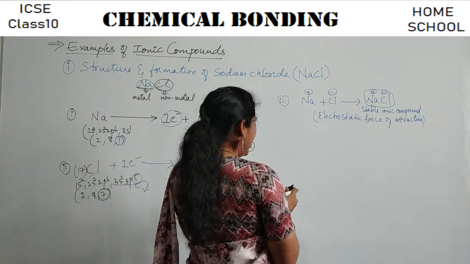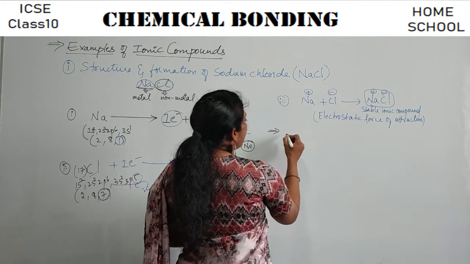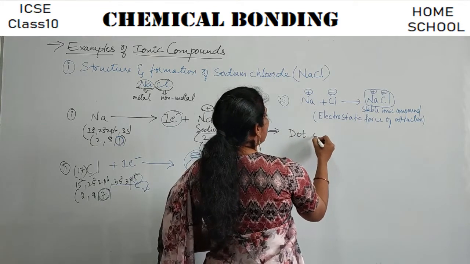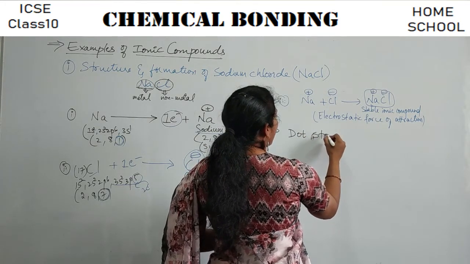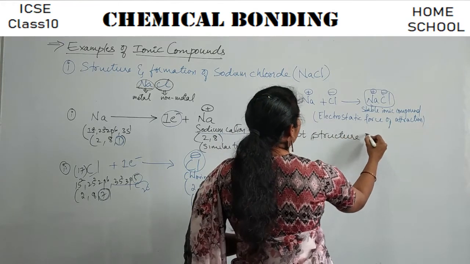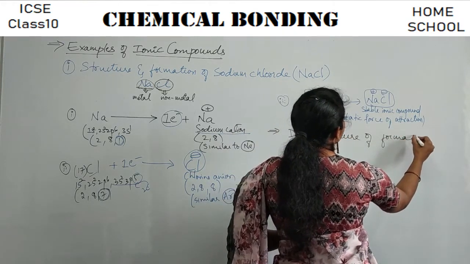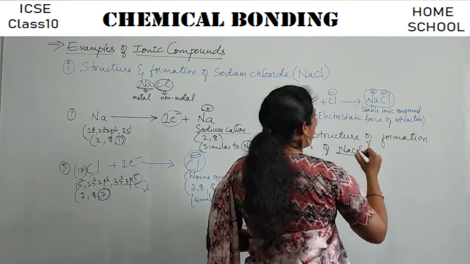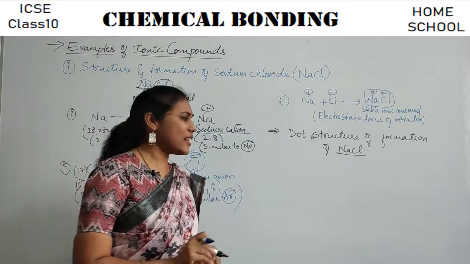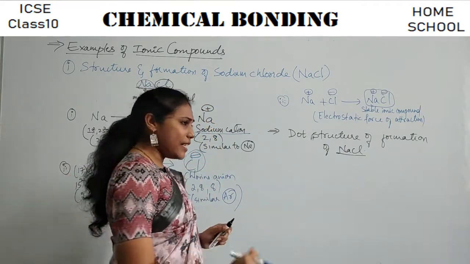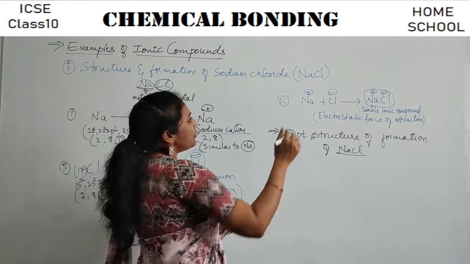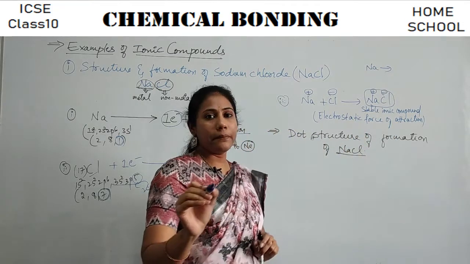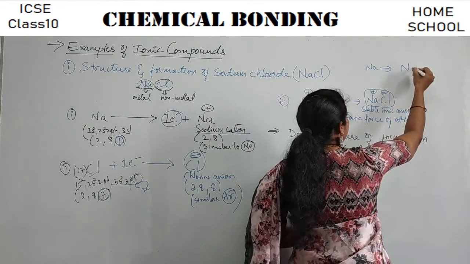And now the very important thing in your syllabus is the representation of a dot structure. So how do you write the dot structure of the formation of NaCl? What do you mean by dot structure? See guys, dot structure is very simple. If I have to write the dot structure of sodium, how do I write? We have to write its symbol, that is Na.